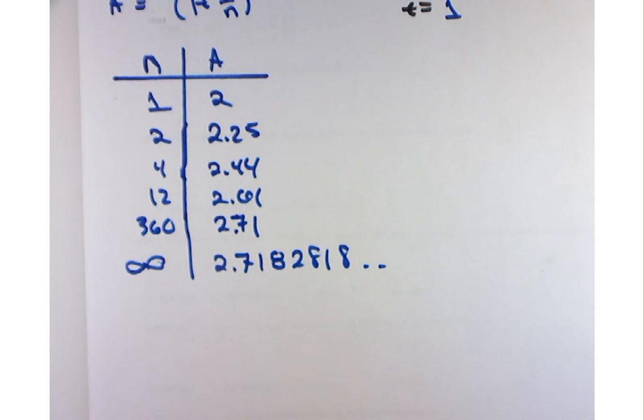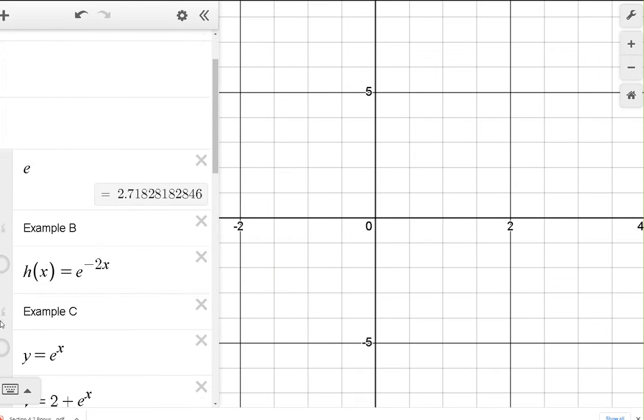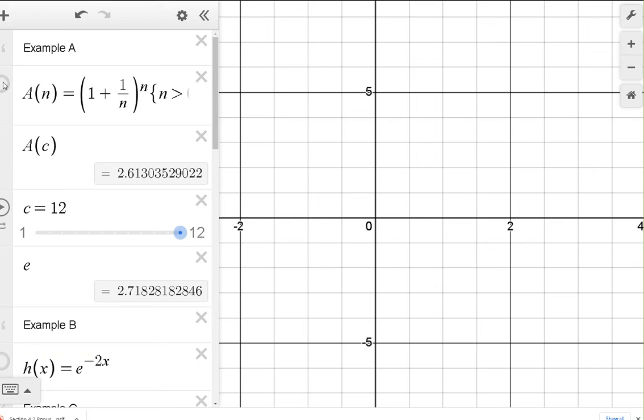And if you look at the graph of that, you'll see that same thing here. So let me see if I can't pull up the graph here for us. Let's go up to the top. So that's this one right here.